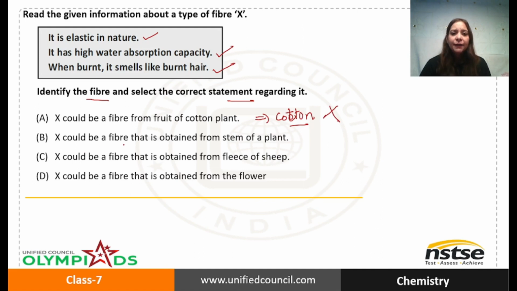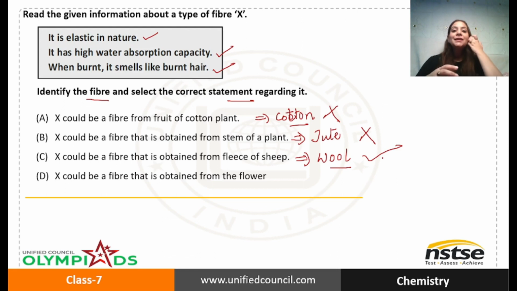Option B: it could be a fiber obtained from the stem of the plant. As far as I can recall, jute is one of them which you obtain from the stem of the plant. Again, it is not elastic in nature, so all these characteristics don't belong to jute. Again, no to the second option. Option C: X could be a fiber obtained from the fleece of sheep. That means we are talking about wool. Yes, wool is that one, because wool is elastic also. You can stretch it. It has high water absorption capacity also. And when you burn it, it gives you a smell of burnt hair because it is actually the hair of the sheep.